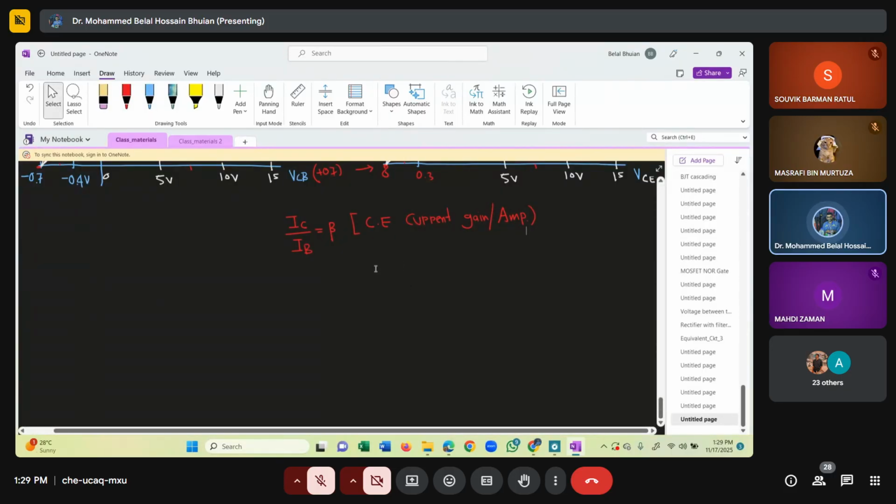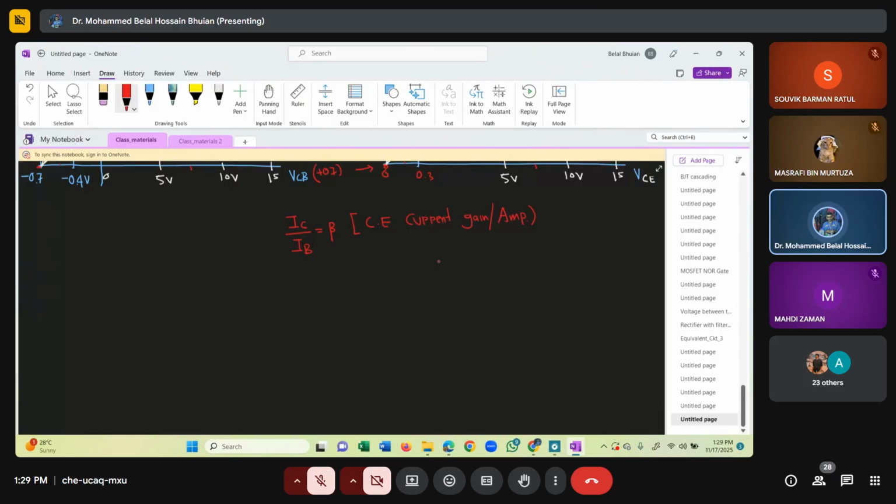We have one more configuration, which is the common collector configuration. Right now it is not that important, so we're going to skip it for the time being. When it is required, I think we can discuss it. Okay, so next we're going to find out the BJT currents. So how do we relate the BJT currents?